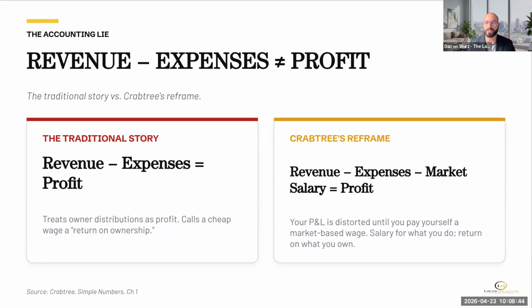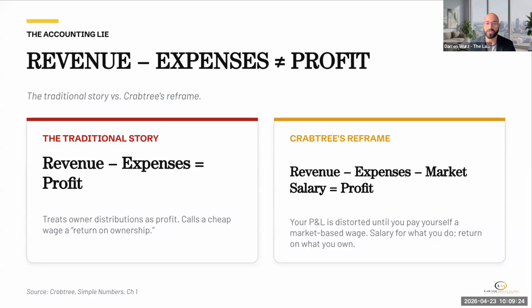We're all familiar with revenue minus expenses equals profit. But in chapter 1, Greg Crabtree talks about the importance of paying yourself as the owner and what you should be making. In his words, you get paid a salary for what you do, and you get a return on what you own. As a lawyer and a law firm owner, you're both. You are an employee of the firm, and you're also the owner of the firm. So there's two hats you wear and two things you have to think about. Your salary is labor cost. Your return as the owner is profit.